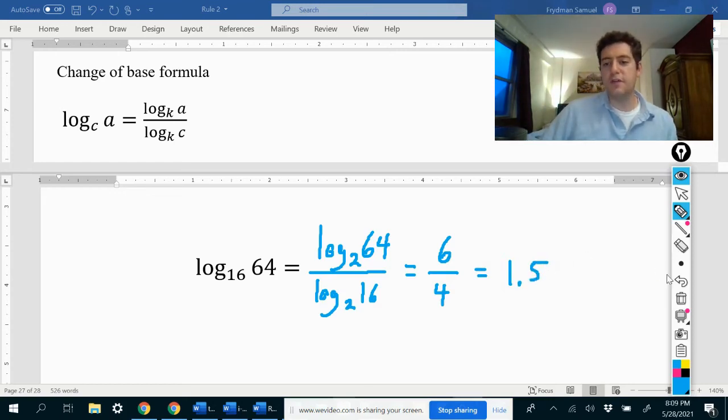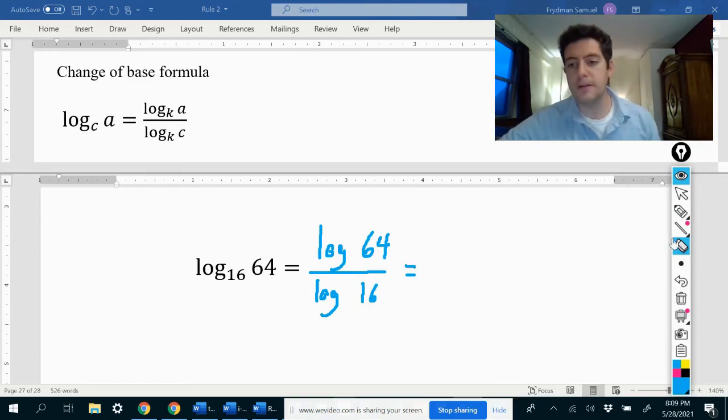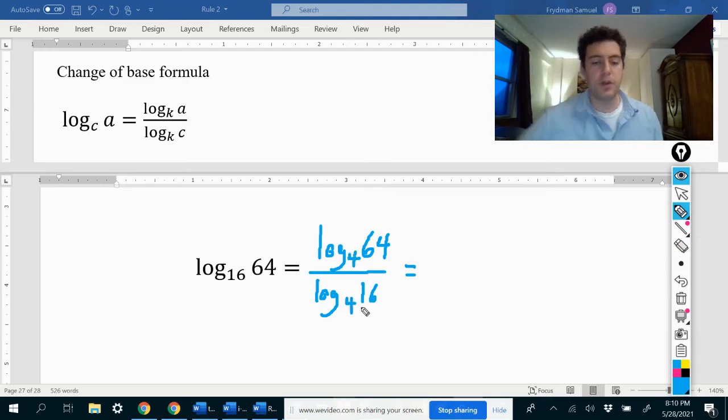And like I said before, we didn't have to choose the number 2. I chose the number 2 because it was convenient. But actually, another convenient number that I could have chosen is 4. 64 and 16 are also both powers of 4. Right? And you'll see we'll get the same answer.